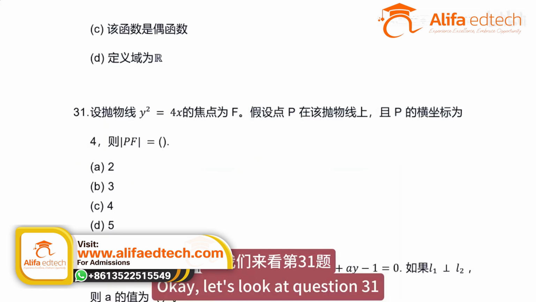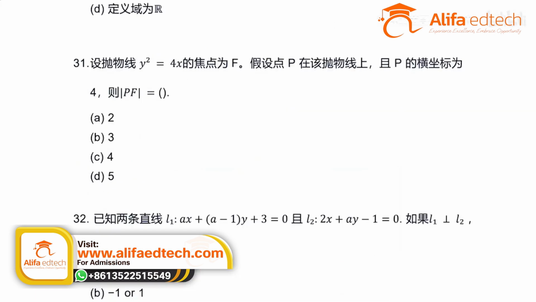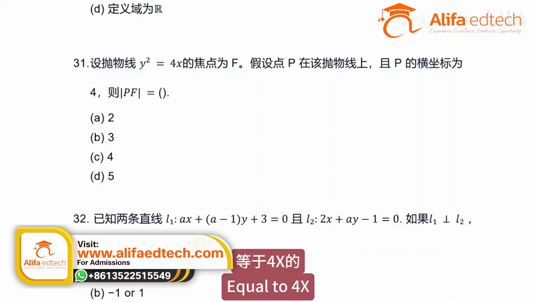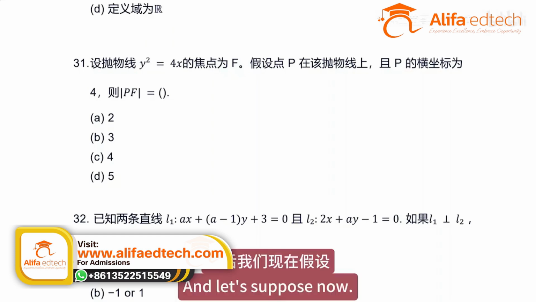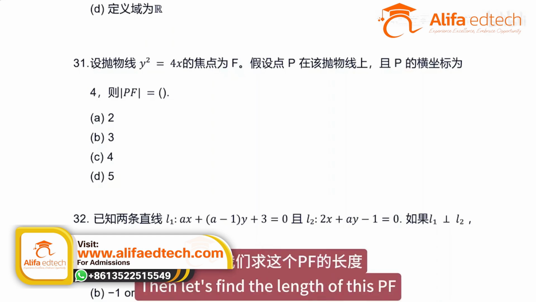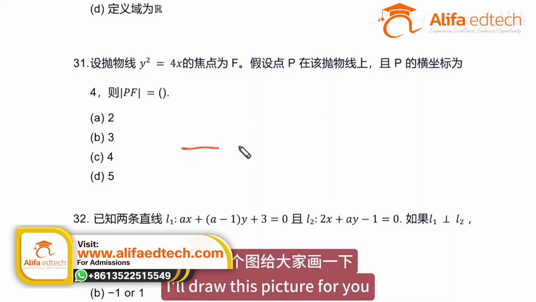All right, let's look at question 31. This parabola, its y squared equals 4x, and its focus is F. Now let's suppose that point P is on this parabola, and we're asked to find the length of PF, right? Let me draw this diagram for everyone.